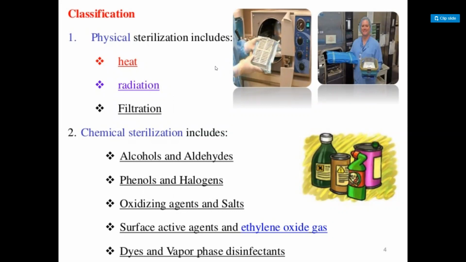Basically, there are two types of sterilization, mainly physical sterilization and chemical sterilization. Physical sterilization includes heat, radiation, and filtration, and chemical sterilization includes the use of different chemicals to disinfect or reduce the level of contamination. The chemical sterilization includes alcohols and aldehydes, phenols and halogens, oxidizing agents and salts, surface active agents and ethylene oxide gas, dyes and vapor phase disinfectants. Basically, in chemical sterilization, we are using different chemical products to decrease the level of contamination in a particular place.